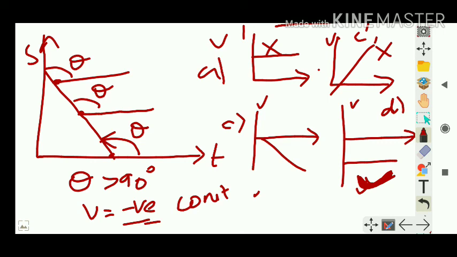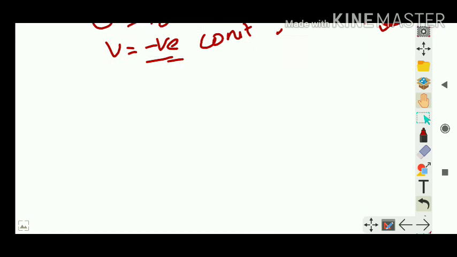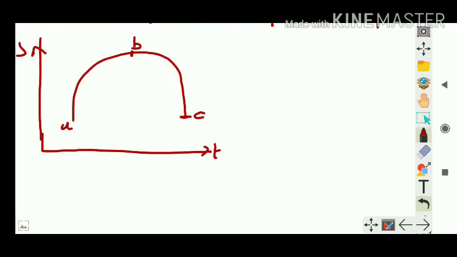Simple, right? See guys, if you are not understanding the concept, pause the video and listen to it again and again. Until and unless it is clear, don't go for the next section. Right, now let's do another question. This displacement time graph. Let's understand what the velocity and acceleration will be for this.